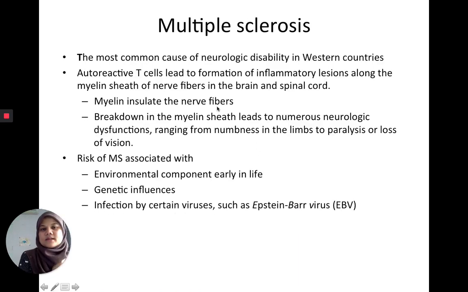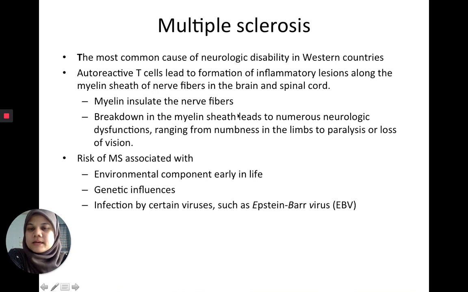Another systemic autoimmune disease is multiple sclerosis. So this is also a very common cause of neurologic disability in Western countries. So this is caused by autoreactive T cells that lead to formation of inflammatory lesions along the myelin sheath of nerve fibers in the brain and spinal cord. So it attacks your nervous system.